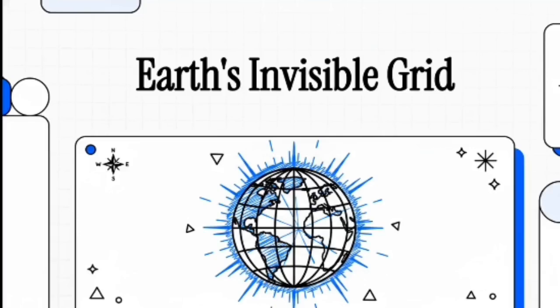We're going to decode the invisible web that wraps around our entire planet. It's this absolute mathematical marvel that literally allows us to navigate our modern world. And in this session, we're going to break down exactly how the whole shebang works.